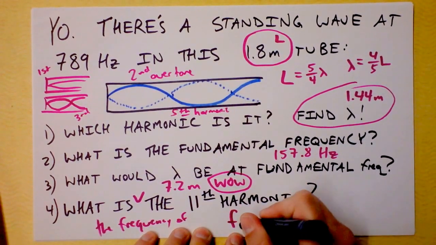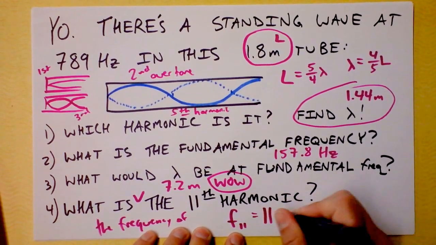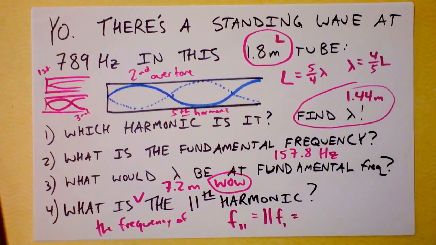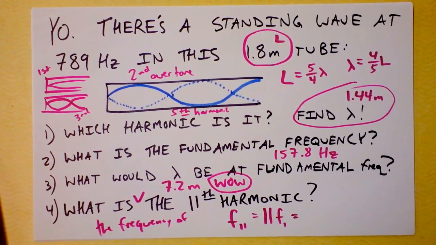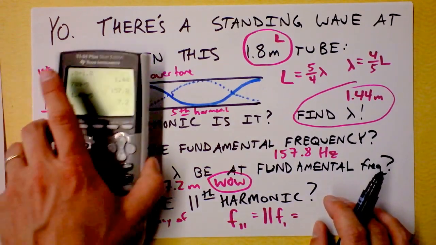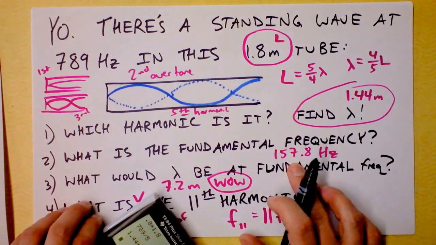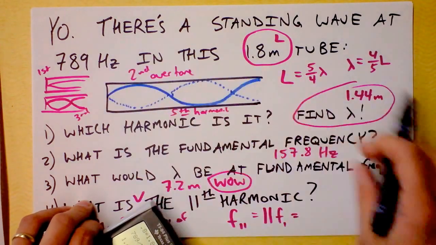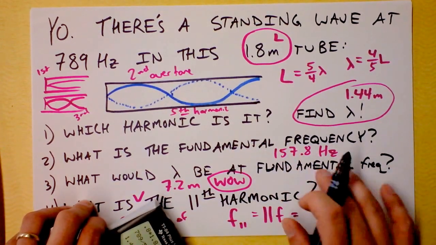In order to find that, I'll say frequency of the 11th harmonic is 11 times the frequency of the first harmonic. That's kind of cool. That's the beauty of using these harmonics. So I just need to take 11 and multiply it by the fundamental frequency. Remember, I'm not going back to this original frequency that I found, the 789 hertz. I'm using the fundamental and basing everything off of that.